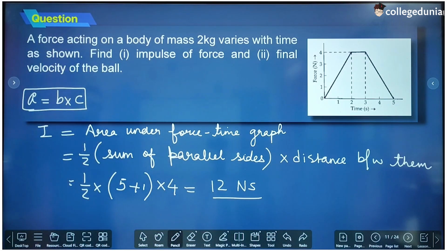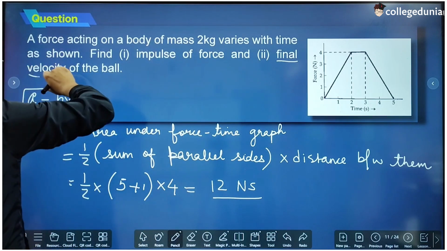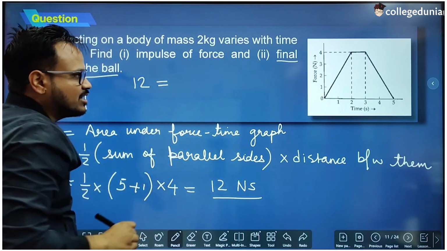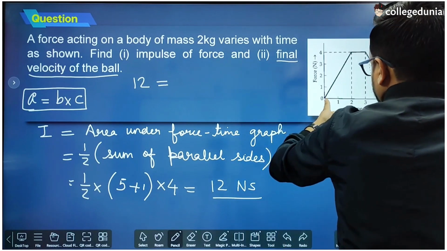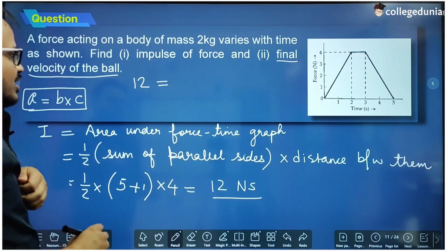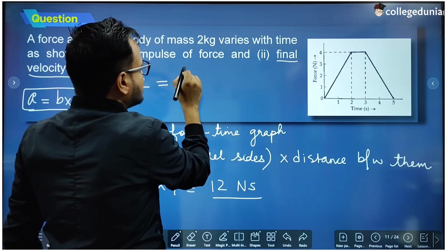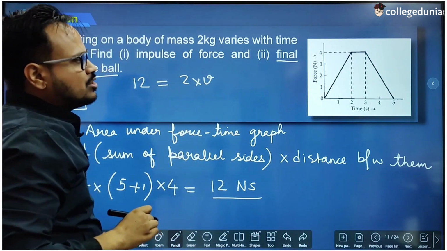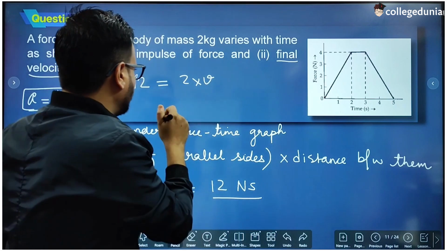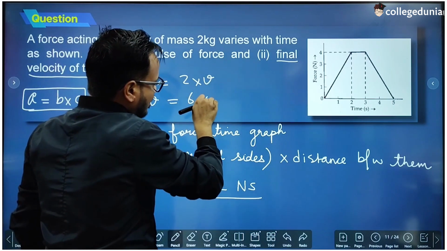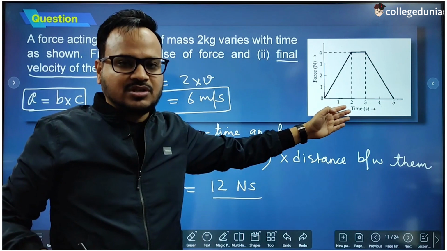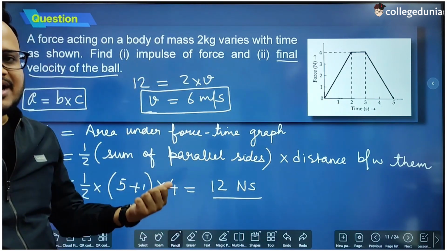Okay. Now let's discuss the second part. What is the final velocity of the ball? Since impulse is change in momentum and that is 12. Initial momentum is 0 because there was no force acting initially on the body. Let's suppose the initial velocity of the body was 0. So this must be equal to the final momentum. Final momentum is 2 into the final velocity of the body. Because initial velocity is not given in this question, let's take it as 0. At t equal to 0, there was no force acting on the body. So the final velocity is 6 meter per second, assuming that the initial velocity is 0, or it is evident from this graph.